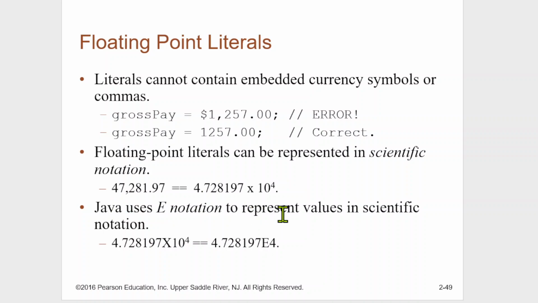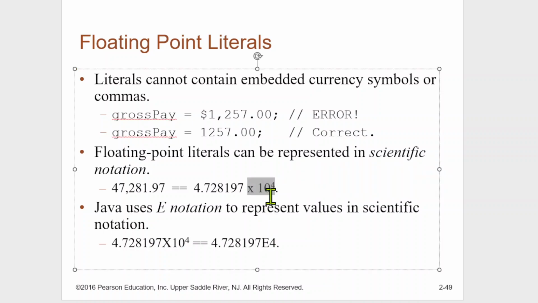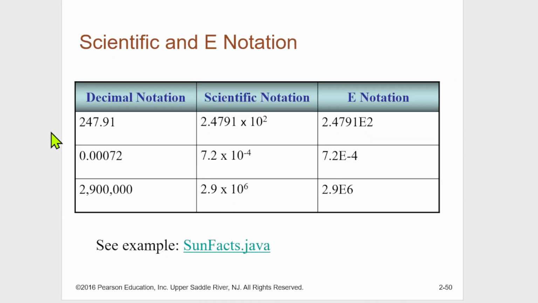Java uses E notation to represent values in scientific notation. So when you see E4, that means times 10 to the 4th, this whole part right here. If you remember scientific notation, it tells you how many decimal places to move. So I took this 240. If we move 2 decimal places over, I can say it's 2.4791 times 10 to the second. So to get the correct number, you just move the decimal twice.